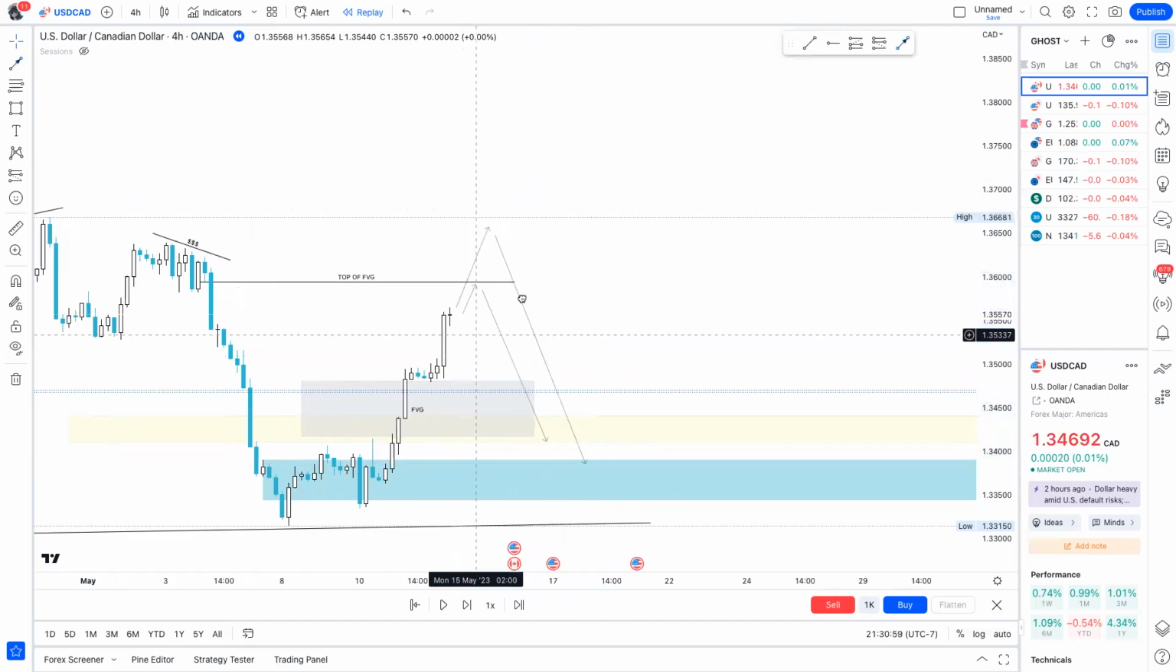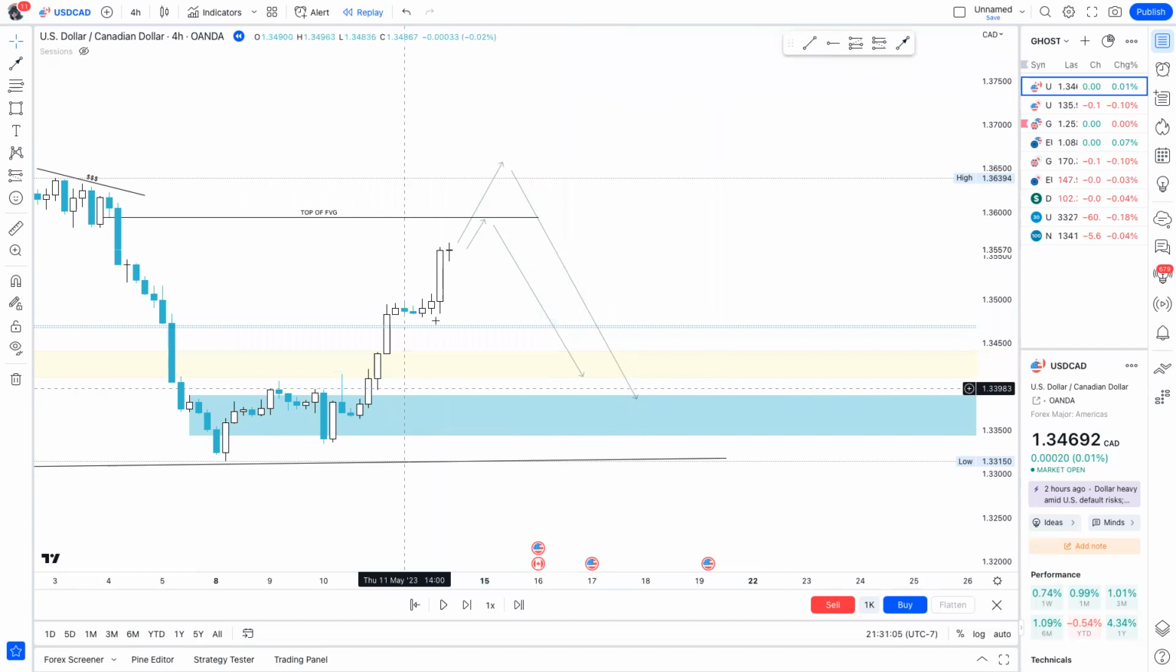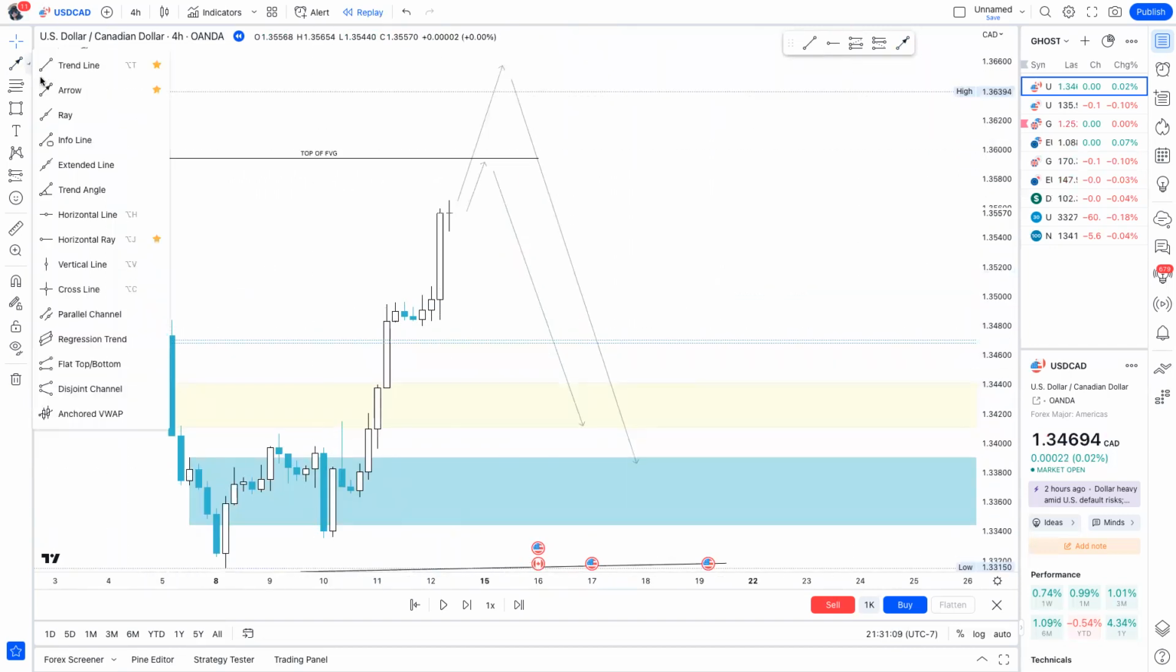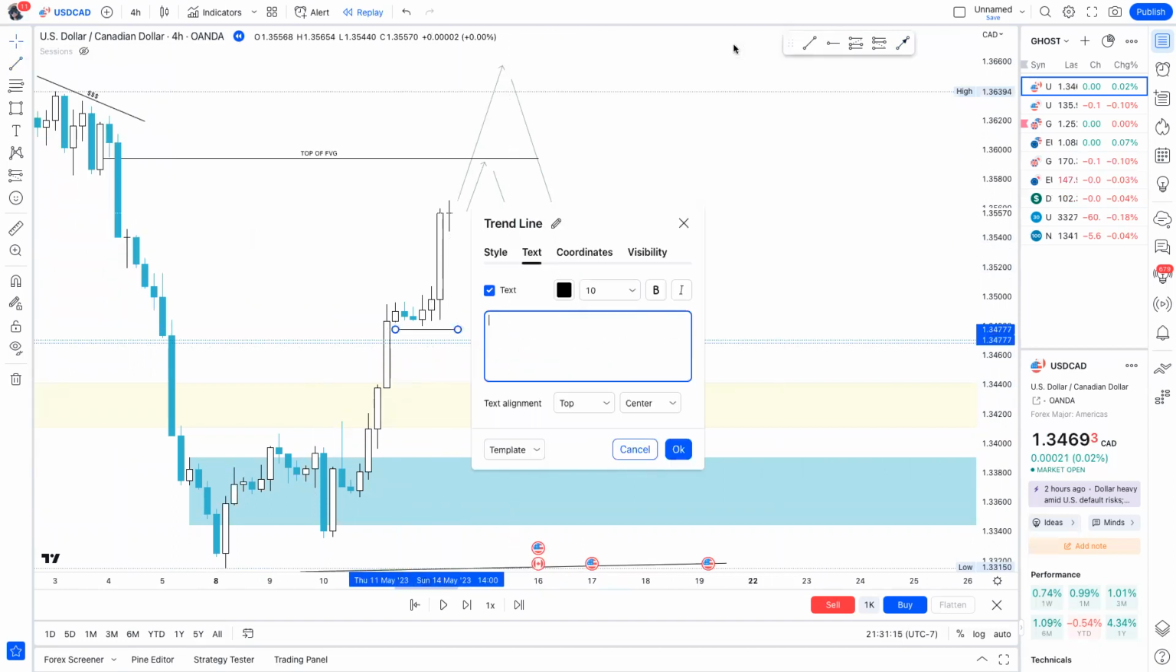Another area of liquidity that I see, and I'm just going to delete this just so I can have this, is this right here. This is equal lows, right?